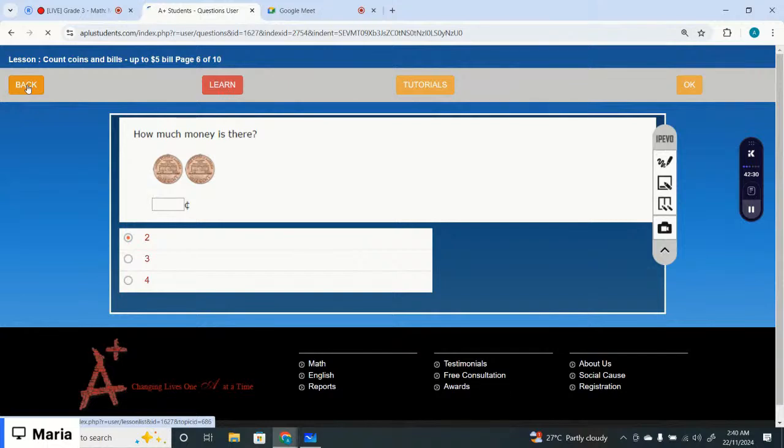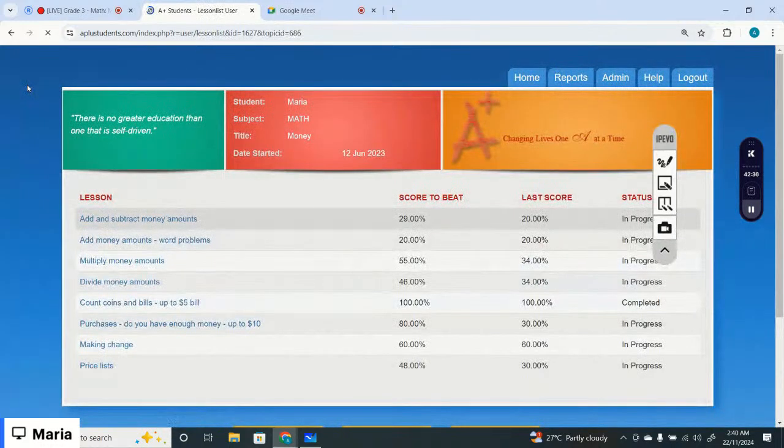So, we were working on grade 3 math. The chapter we were working on is money. The lessons we have covered today are add and subtract money amounts, multiply money amounts, divide money amounts, count coins and bills up to $5. So please make sure before the next session you can complete all the practice questions for the lessons we just did. That is your homework until next session.